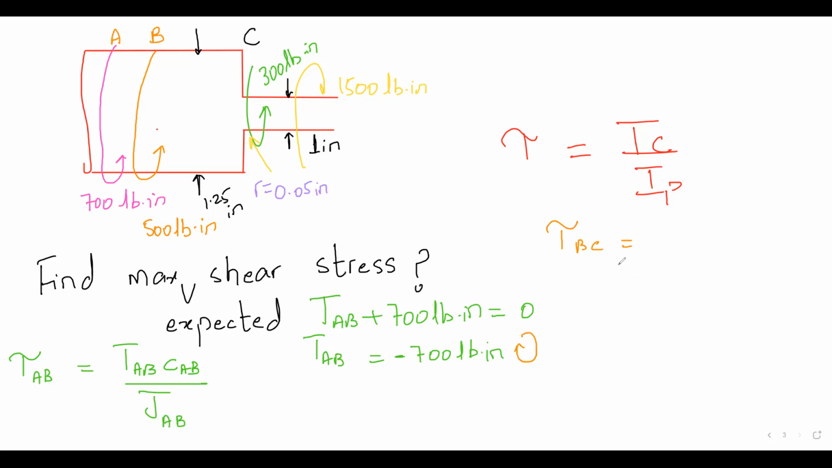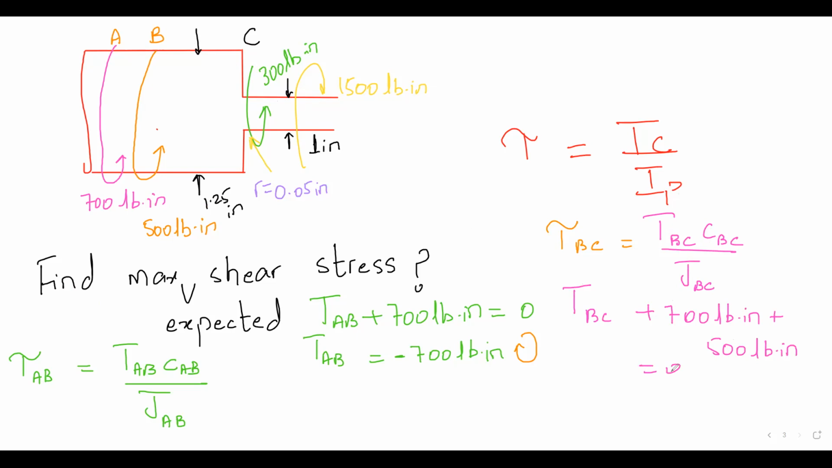Then we have TBC over JBC, with C BC. Again, you get stuck here. What about TBC? Again, I'm answering your question. You make a cut. Yes, ABC. You make a cut, you throw this chunk away, and then you follow the same drill of looking from this side. And if you have any student who is confused, you have to stop me. TBC plus 700 pound inches plus 500 pound inches equal to 0.